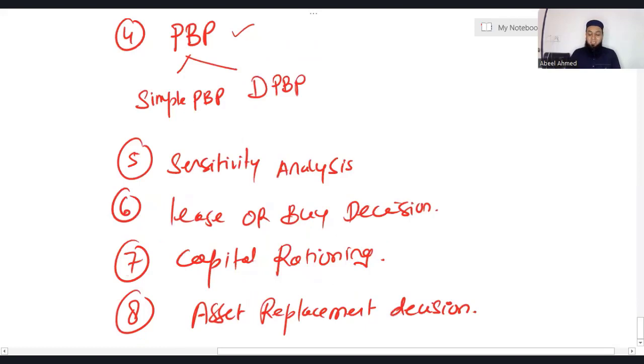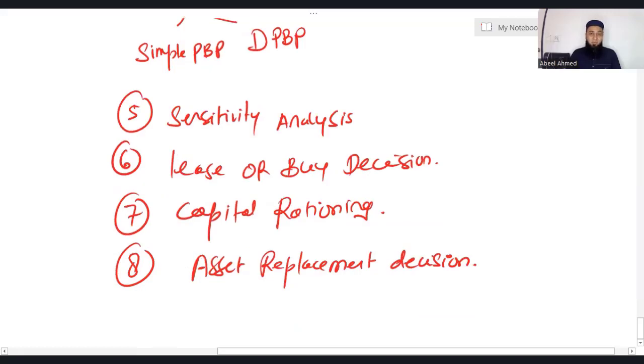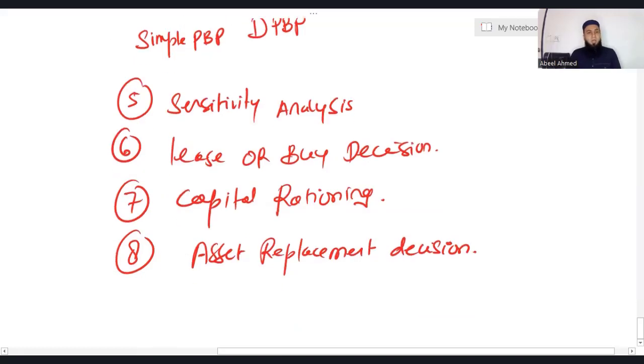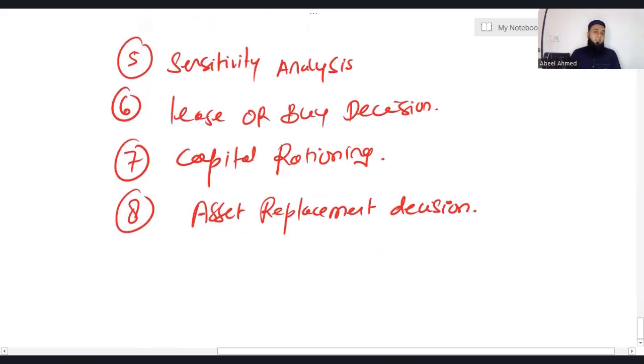Then sensitivity analysis also comes in investment appraisal. Lease or buy decision is also a part of investment appraisal. Capital rationing is also a part of investment appraisal. And finally, asset replacement decisions. It means, inshallah, when we say that we have completed investment appraisal, you have to make sure that we have covered all these 8 areas. Okay. Now let us start.